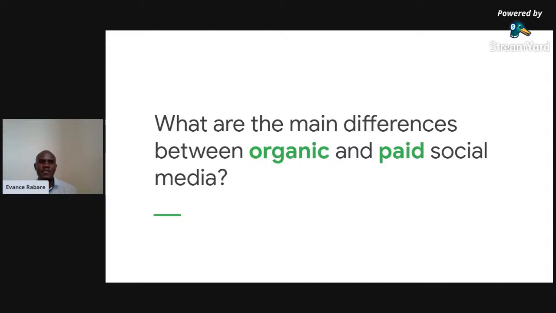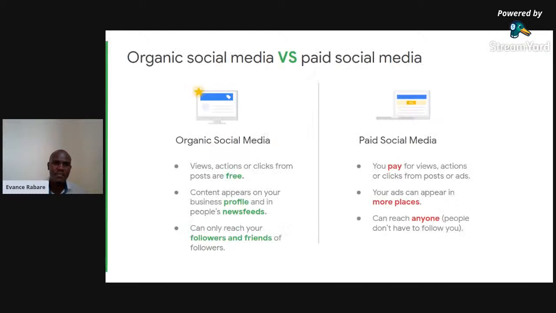What are the main differences between organic and paid social media advertising? And here are the differences. Organic social media views, actions, or clicks from posts are absolutely free. But for paid social media, you pay for views, actions, or clicks from posts or ads.